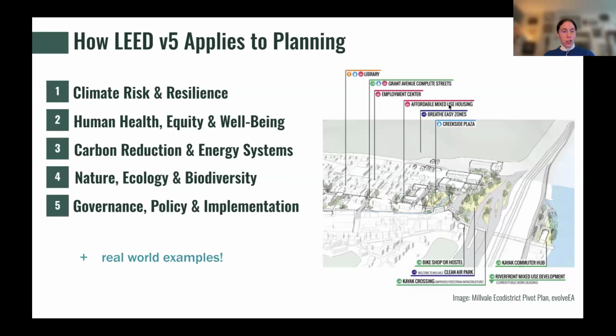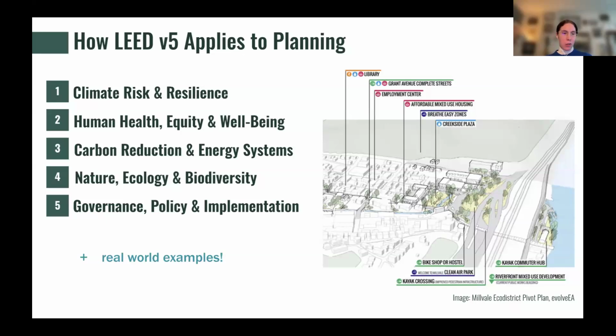So we want to share with you all today some big ideas. We have 5 big ideas to really drive home how LEED v5 applies to planning. So we're going to go over each of these individually, and then after each one, I will be turning it over to Meghna to share some real-world project examples from our firm here, Evolve Environment Architecture. And you're also welcome to dig into more of these case studies on our website. We will provide links for that at the end.